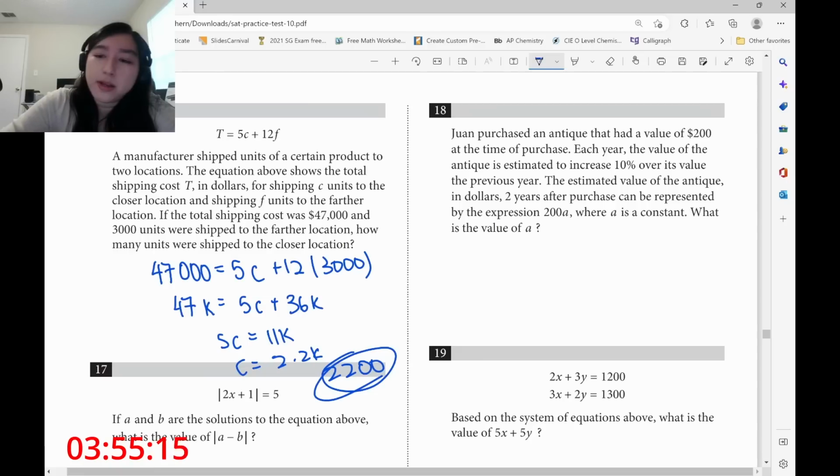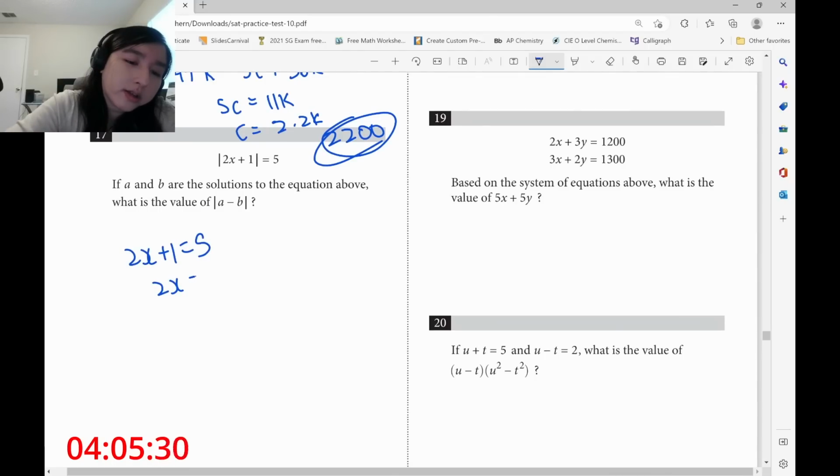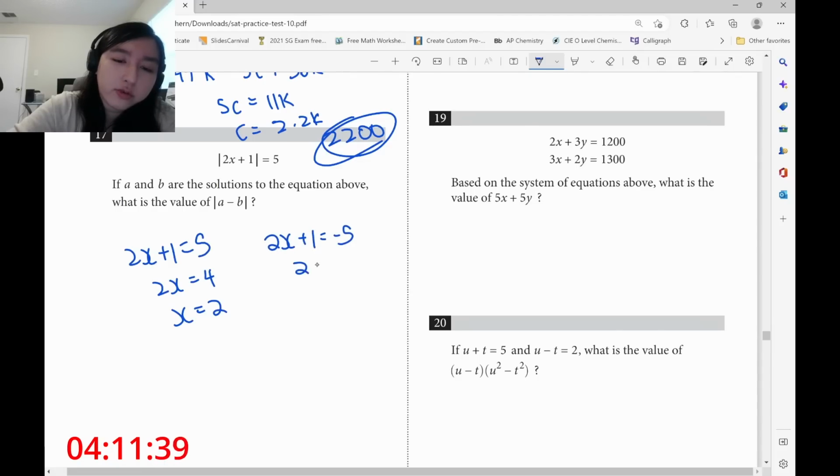It increases by 10%. So basically 1.1, 2 years, we square it, 1.21. What is the solution? Well, 2x plus 1 equals 5, 2x equals 4, x equals 2. And also 2x plus 1 equals negative 5, 2x equals negative 6, x equals negative 3. So 2 minus negative 3 is going to be 5.